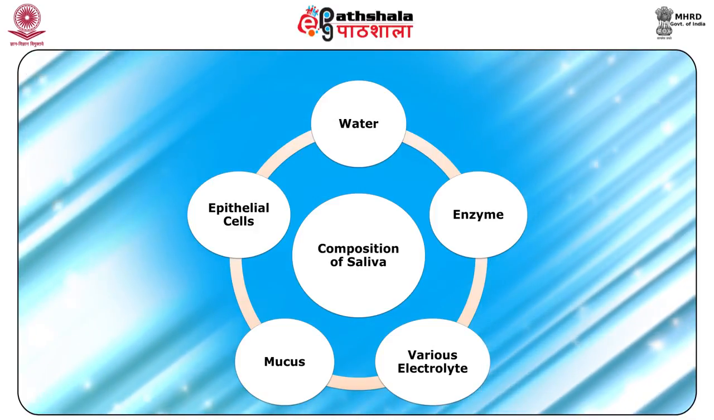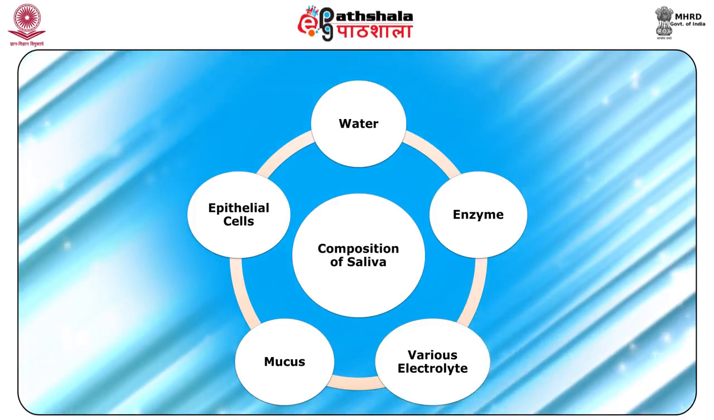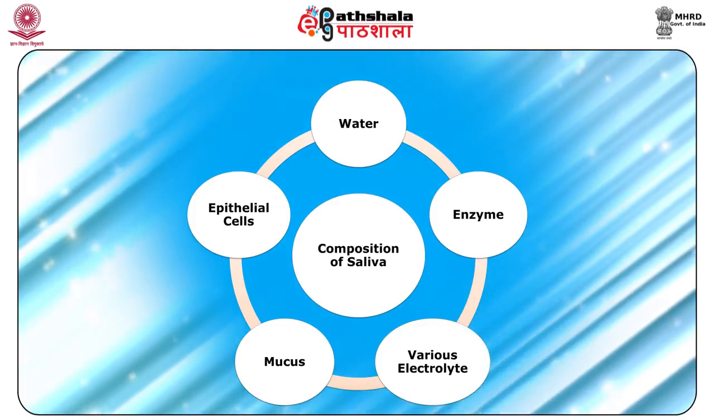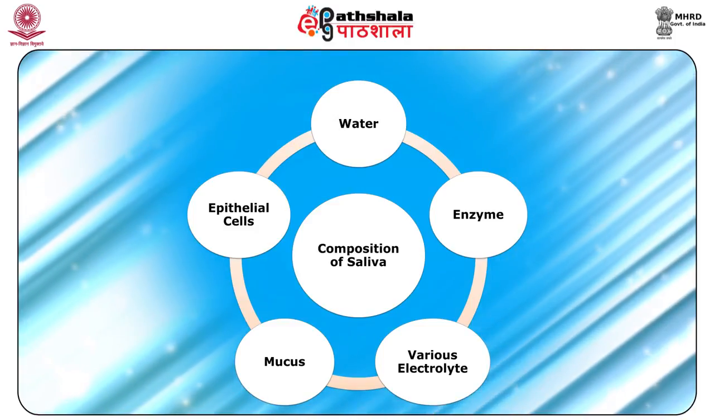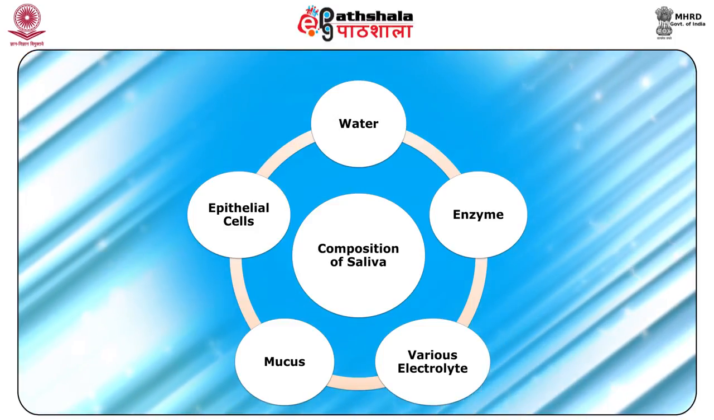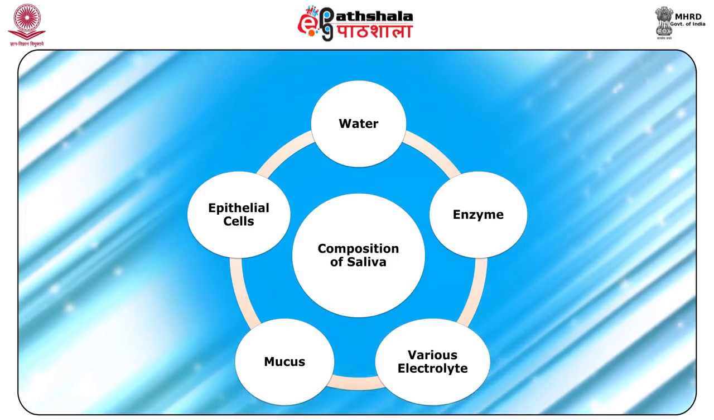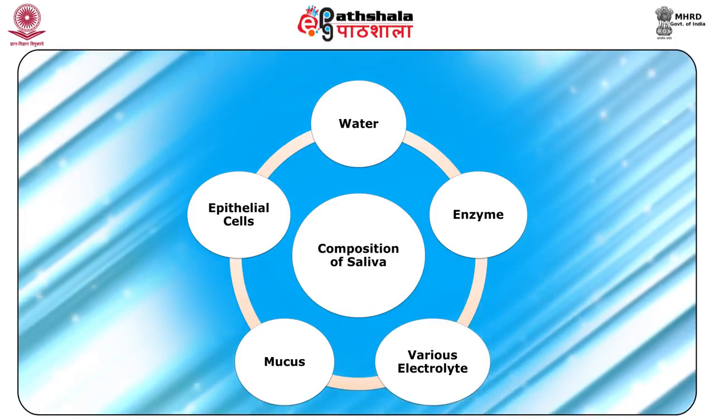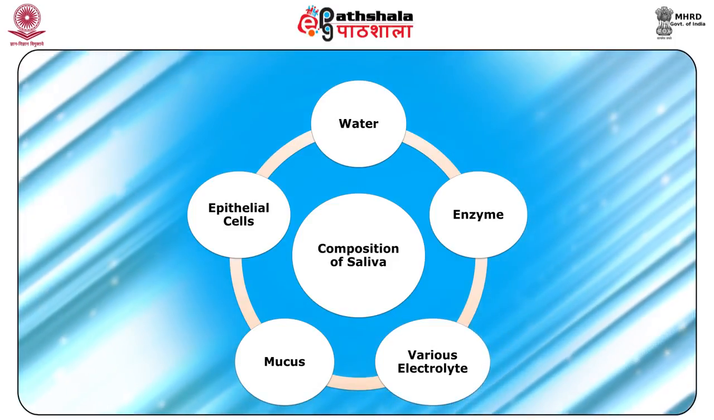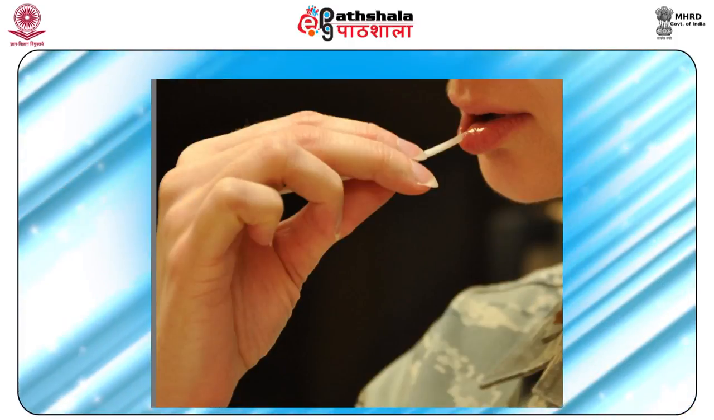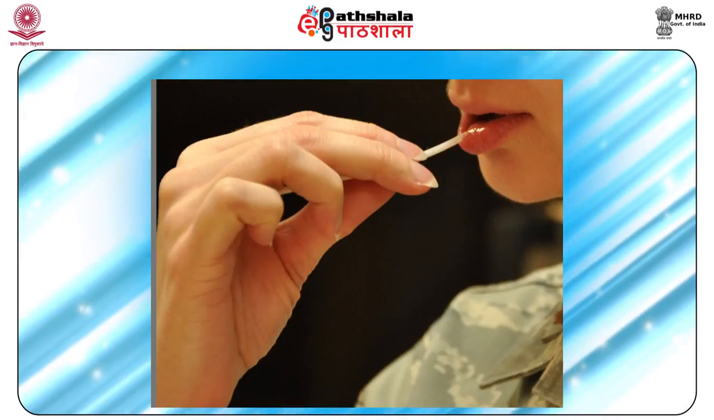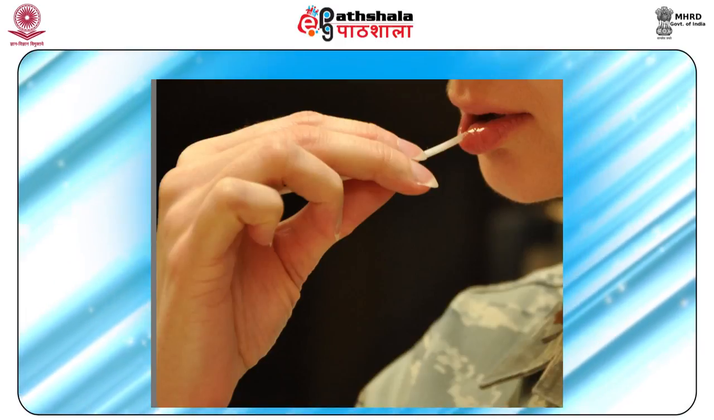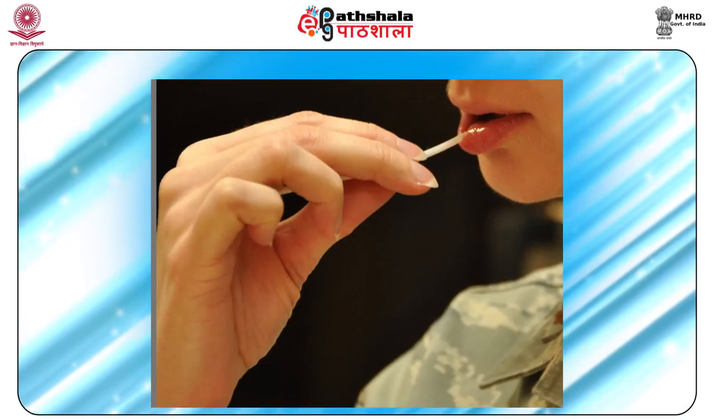Collecting a saliva sample from a suspect has become the most common method of collection when carrying out DNA testing and comparison, as it is simpler and far less intrusive than obtaining a blood sample. A cotton swab is rubbed along the inside of the suspect's cheek, collecting a sample of saliva and epithelial cells.